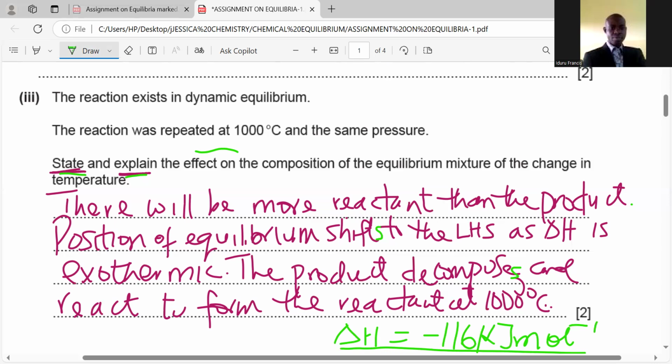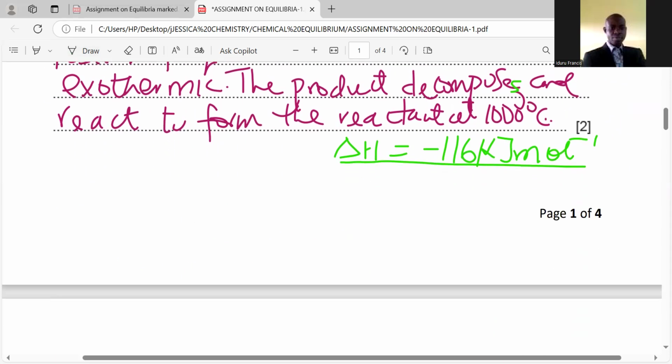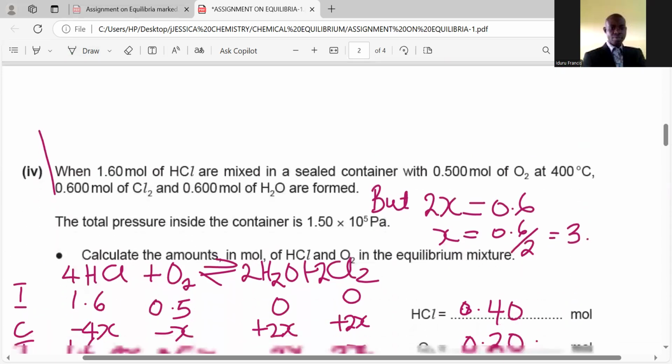That is our statement. Then we explain the position of equilibrium shifts to the left-hand side because delta H is exothermic or negative, and so the product at that temperature decomposes. They have to form the reactant. That's about that. Then part 4.